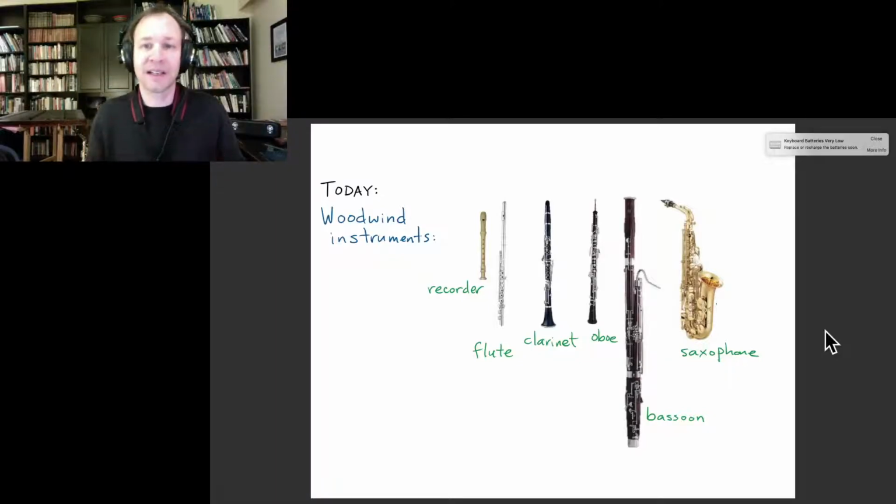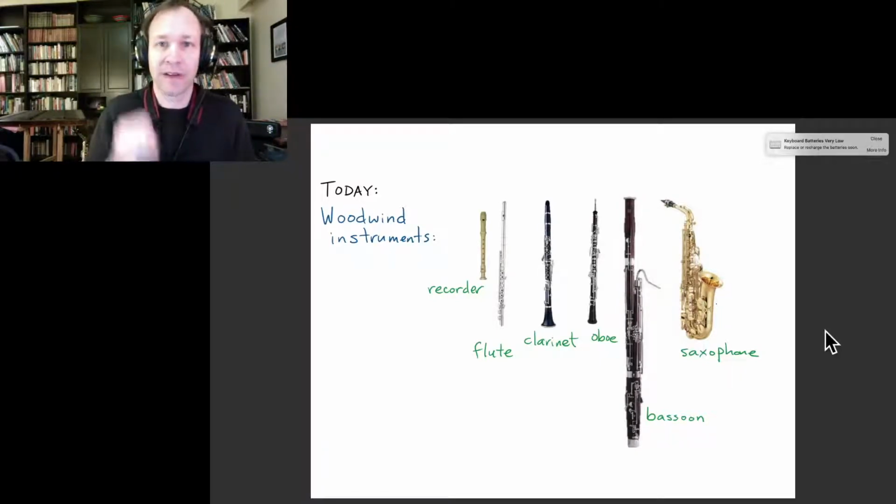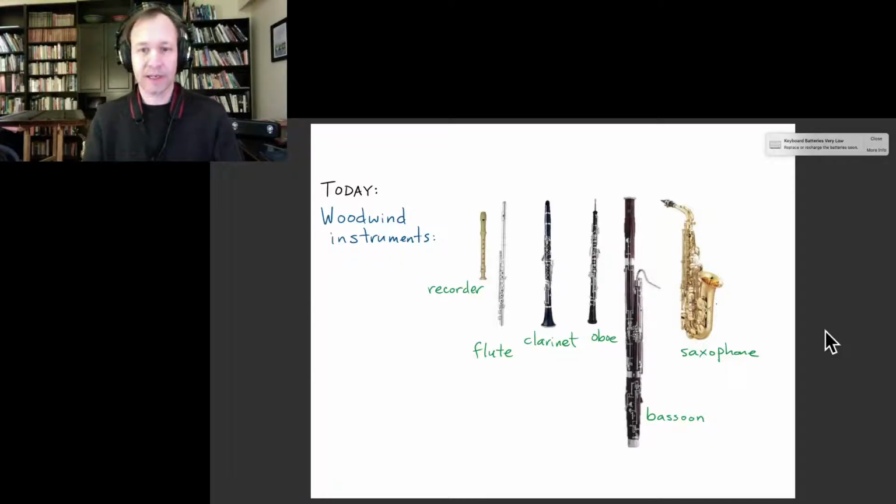So they all have that in common, but today we're going to talk about some of the finer details of these instruments and how they differ and how they really work, how the sound is produced. So we can start by just listening to a few different examples. Okay, so I don't play the flute, but I have a recorder. This is my recorder from 3rd grade. I carved my initials in it at some point.